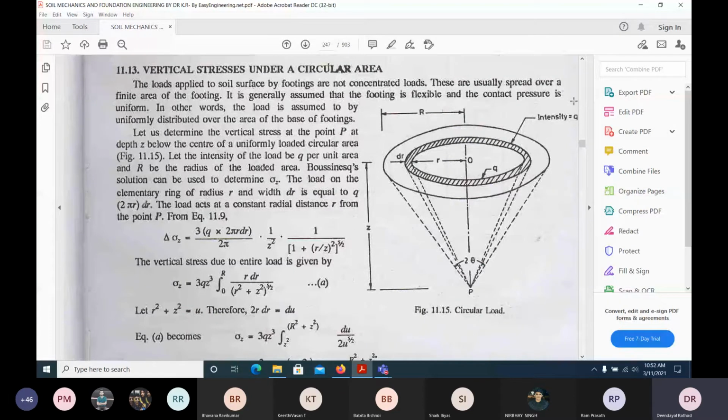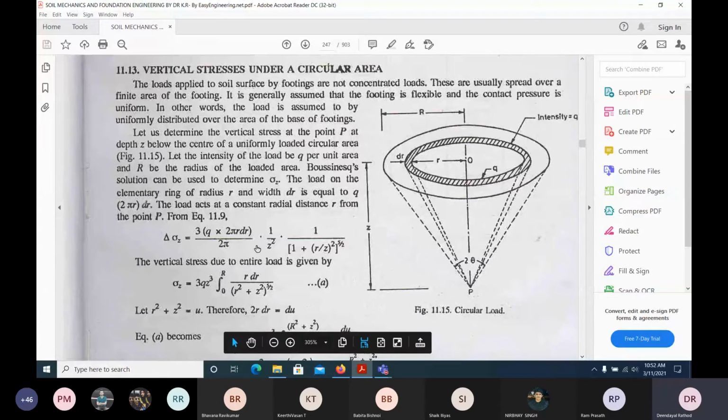Here, instead of 3q by 2 pi, how can we find out this q? We have to multiply the intensity by the area. The area is 2 pi r multiplied by dr. That's what is given.